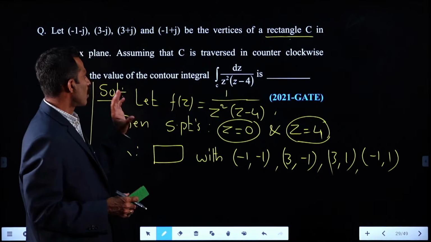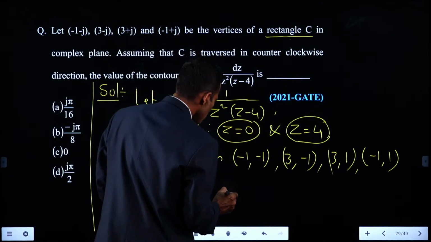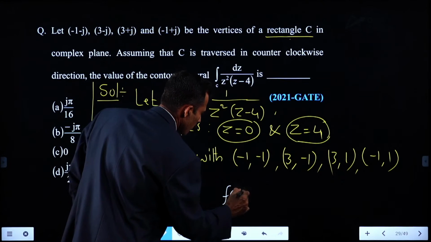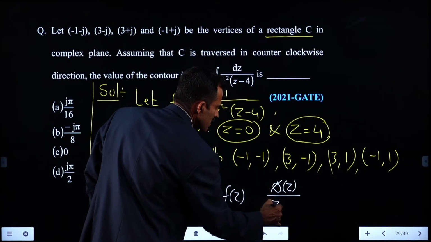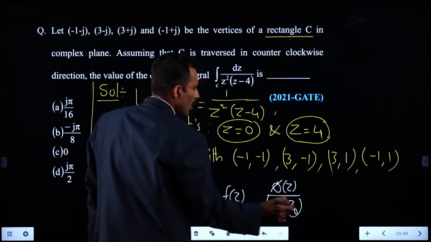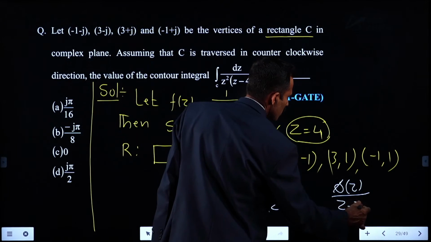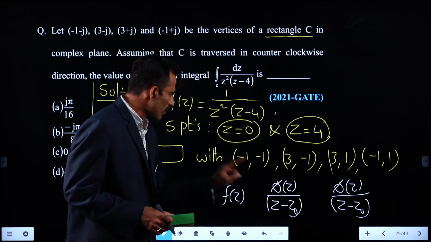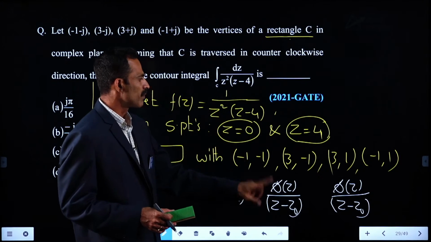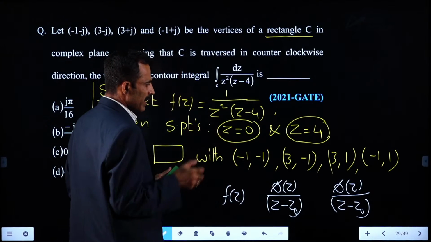We do this problem by Cauchy's integral formula. But according to the formula, the function should be like this only. The function f of z should be in the form of phi of z by z minus z naught, or phi of z by (z minus z naught) power n only. We should express this function in this form if it is not already in this form. After writing like this, we verify the conditions.